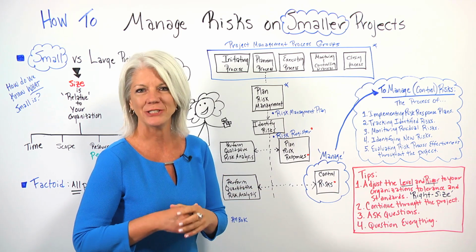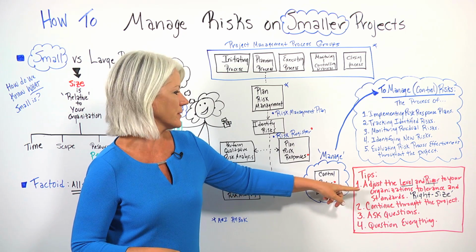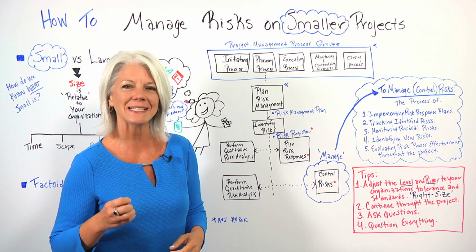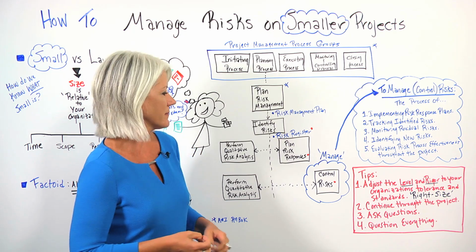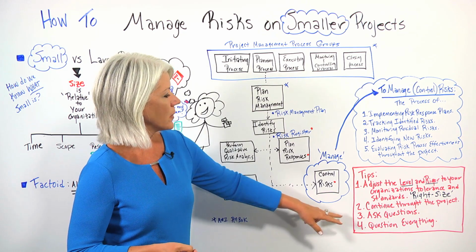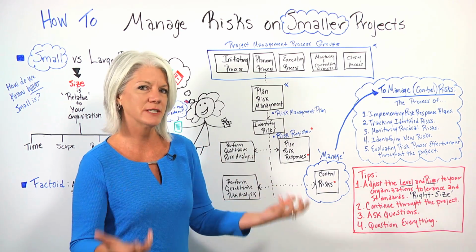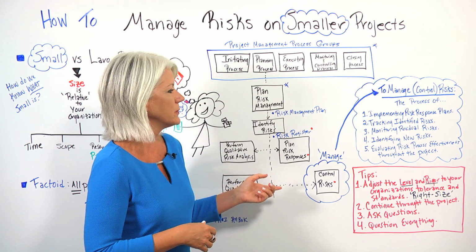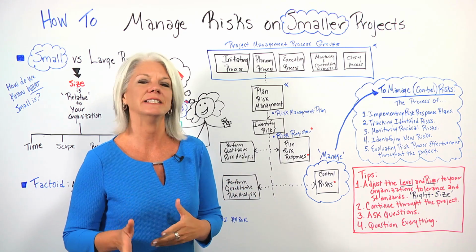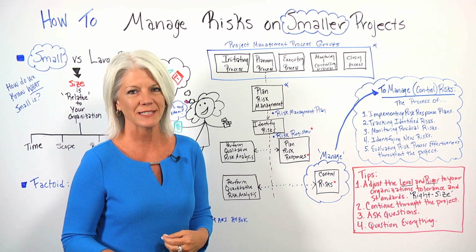So some tips for managing risk on your smaller projects are: adjust the level and the rigor to the organization's tolerance and standards. In essence, we're talking about right-sizing your risk management. You also want to continue risk management throughout the project. You also want to ask questions. Ask questions of your team members, of your vendor partners, of your stakeholders. You want to make sure you continually look for new risk. Also, question everything. As conditions and situations change throughout the project, so will your risk, and you want to capture those.